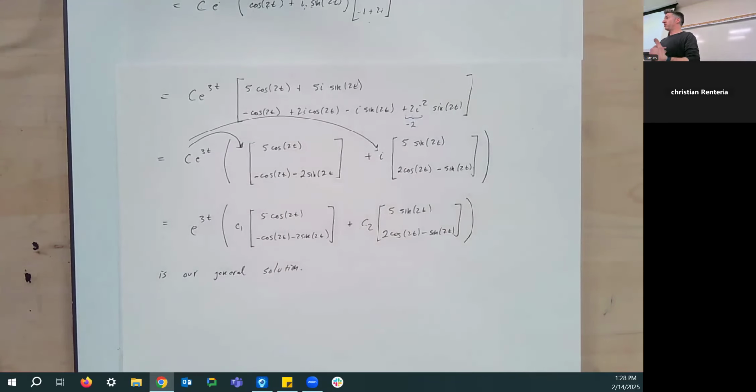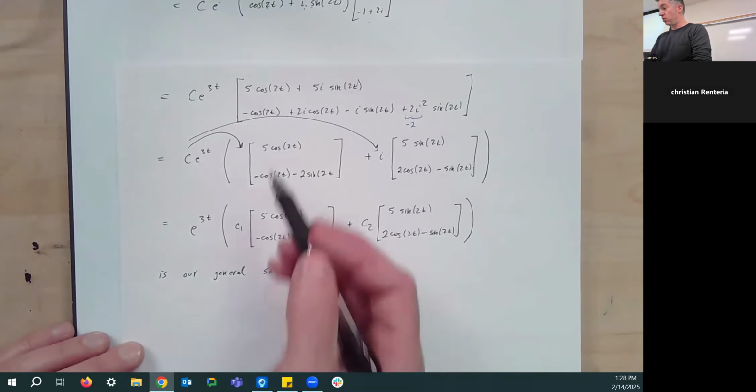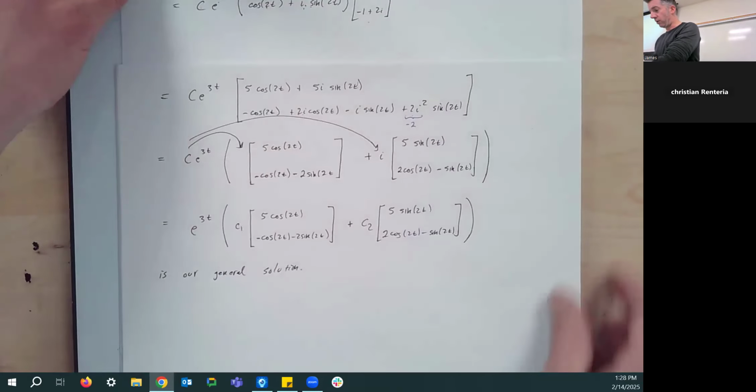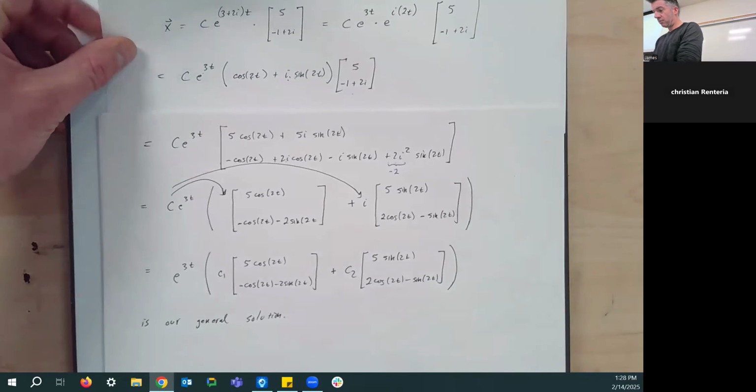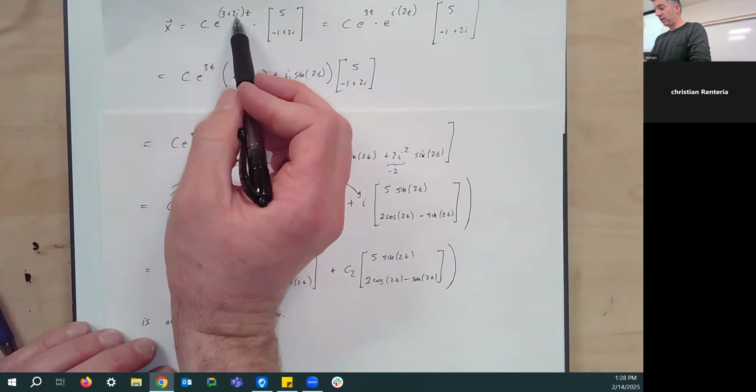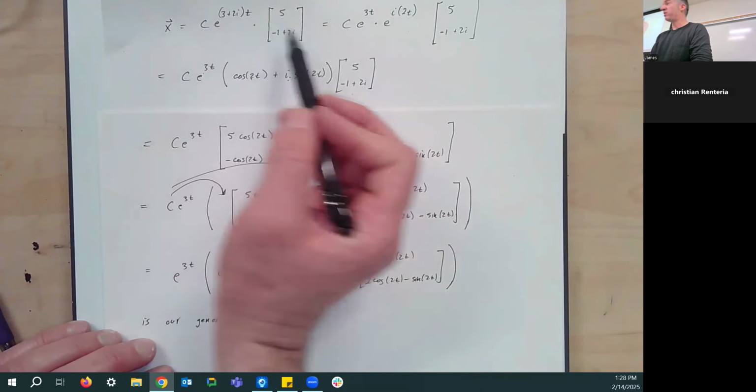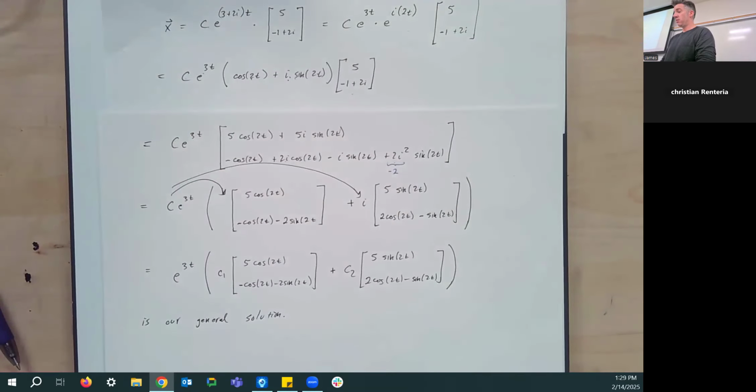Find your eigenvalue, find your eigenvector. You only need one eigenvalue and one eigenvector. Usually we use the eigenvalue that has the positive imaginary part, but it doesn't actually matter. And then you do this. You just throw it into the usual formula, C e to the lambda t times v. And then you multiply it all out as much as you can. Group the real parts together and the imaginary parts together.